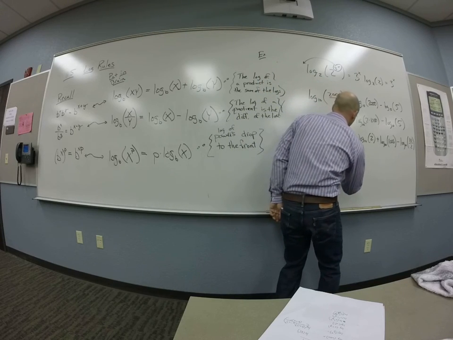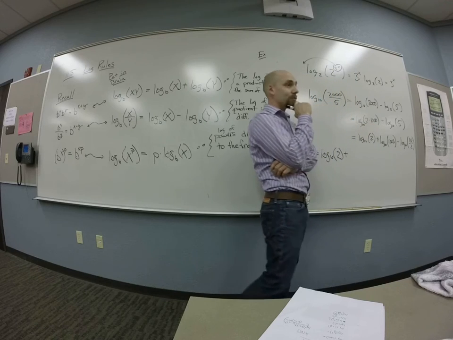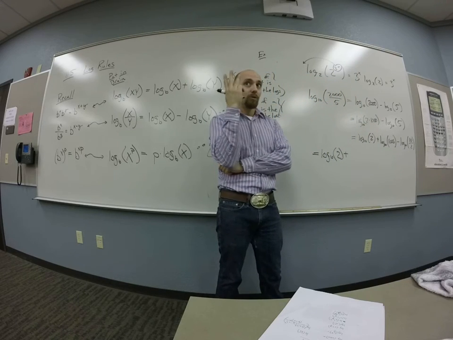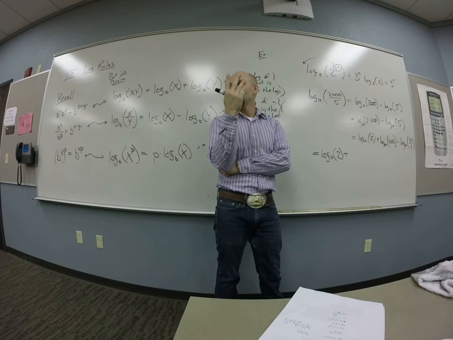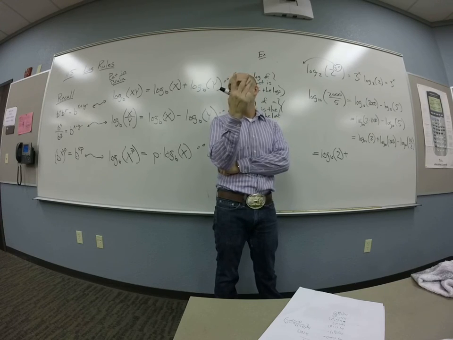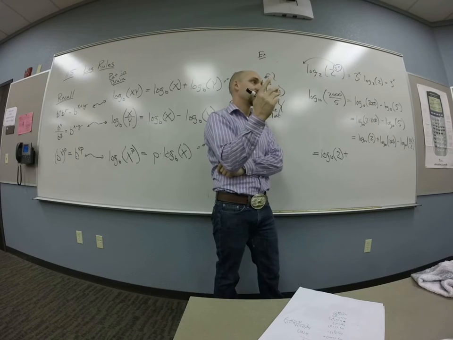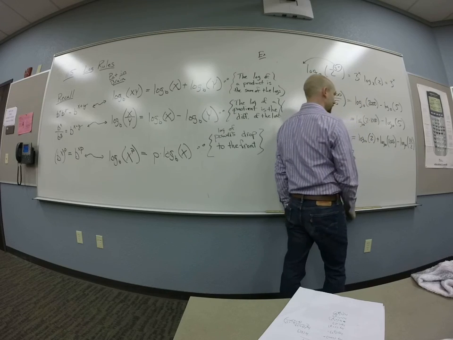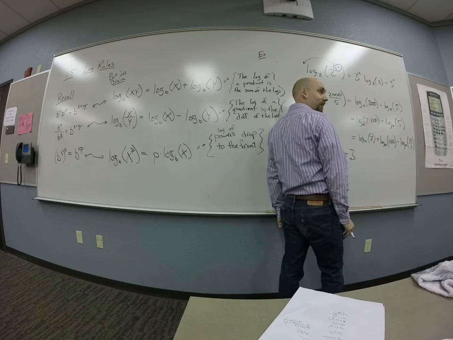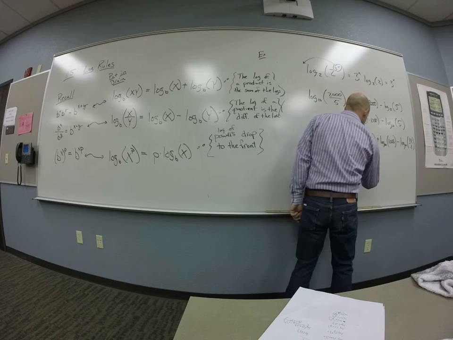Then I've got plus, what's the log base 10 of 1,000? 3? Does that make sense that it's 3? 10 times 10 times 10 is 1,000. Right? 10 cubed. So I get 3. Seems a little out of place, right? And then I've got minus.